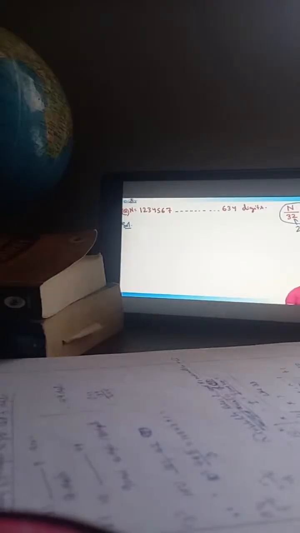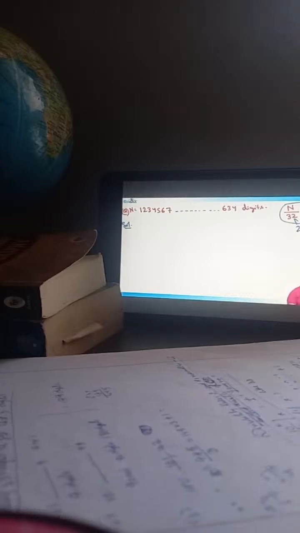That means I am only concentrated on the last 5 digits of this number, because the divisibility rule for a number of the form 2 raised to n and 5 raised to n is what? Last n digits. That's it. So 2 raised to 5 is what? Last 5 digits.